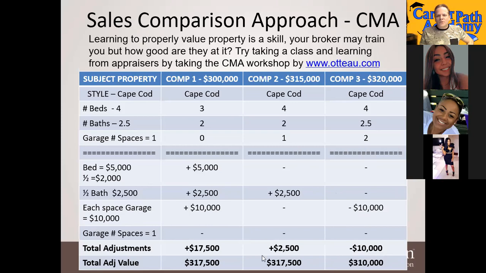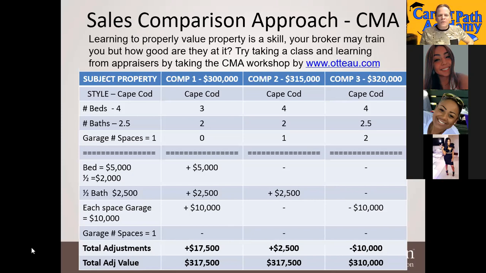Okay. So we narrowed it down a lot further than 300 to 320. Right? Now, usually the differences that we're making are not going to be 2,500. We're making $5, $10, $20,000 adjustments. Usually not these small of adjustments.